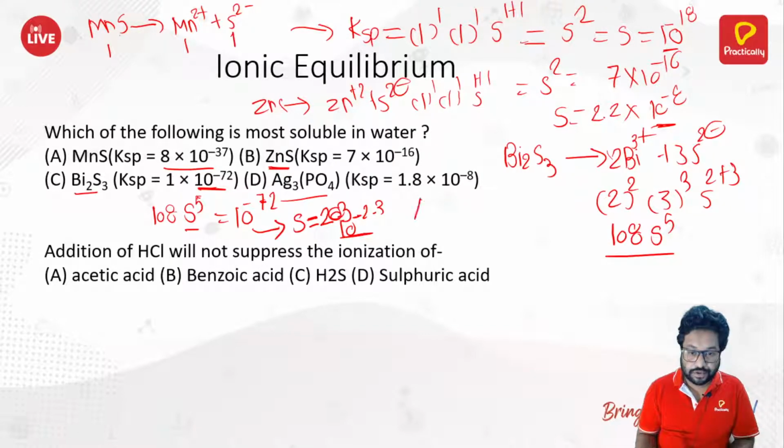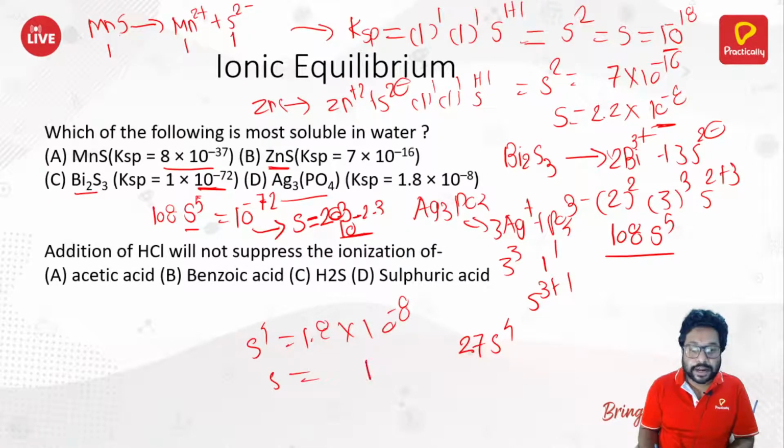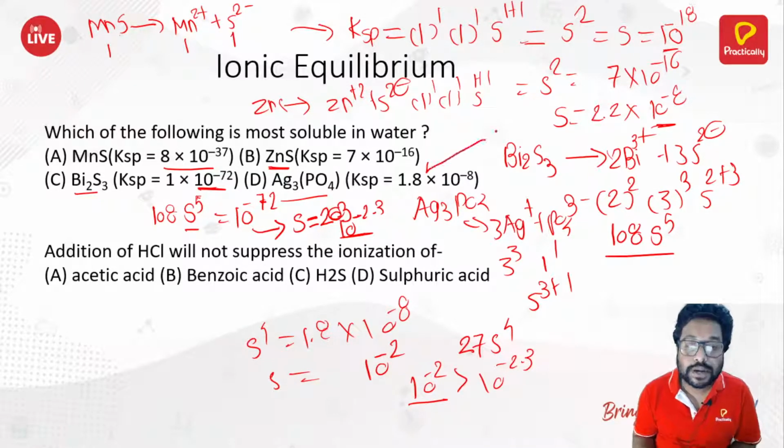Lastly, Ag3PO4. Ag3PO4 will give you 3Ag+ plus PO4 3-. So 3 raised to 3, 1 raised to 1, S raised to 3 plus 1. So 3 raised to 3 is 27, giving 27 S raised to 4. So S raised to 4 is 1.8 into 10 raised to minus 8, which makes S equal to 10 raised to minus 2. And 10 raised to minus 2 is larger than 10 raised to minus 2.3, which makes silver phosphate have the highest value of S, making it most soluble in water.